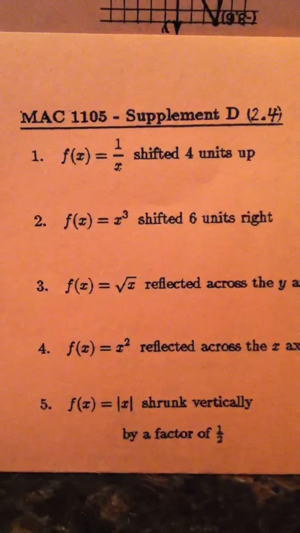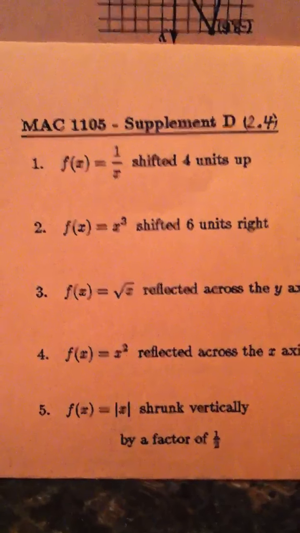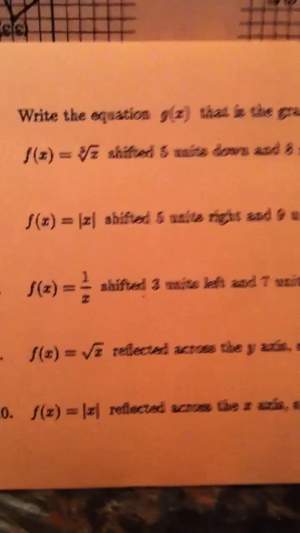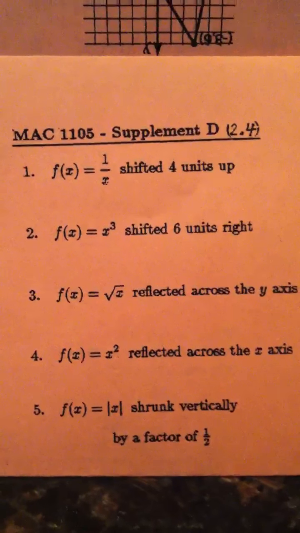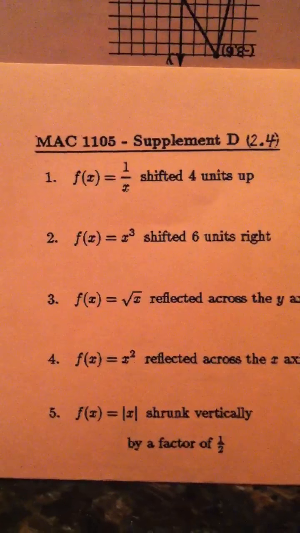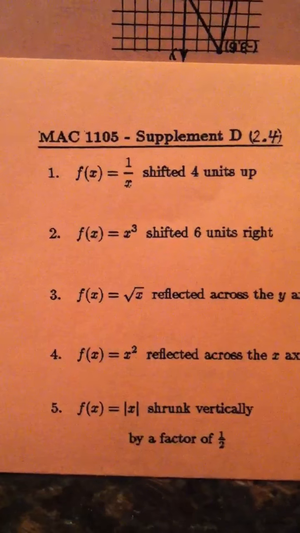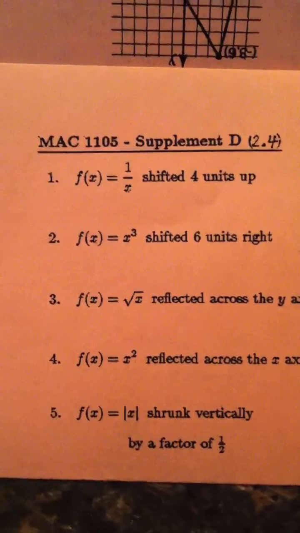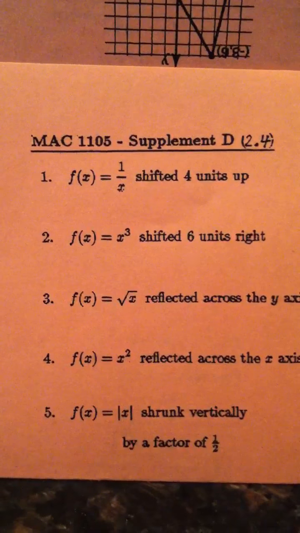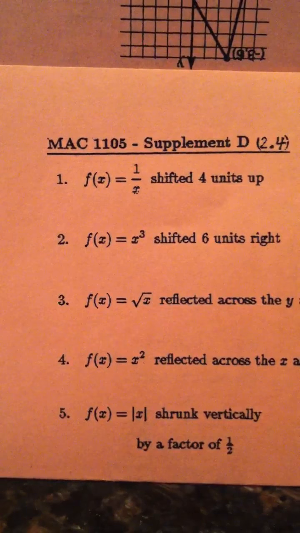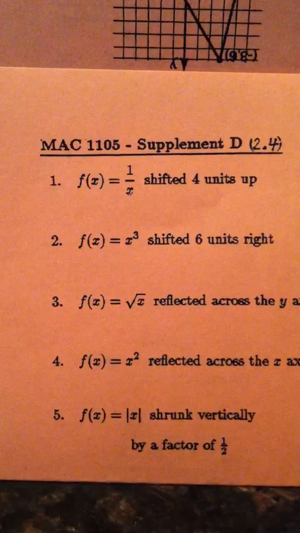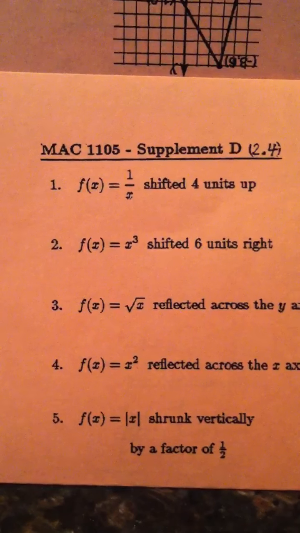Okay, ladies and gentlemen, the first part of Supplement D gives us 10 basically descriptions of what we want to have happen to a function. So on the first function, we're being told that f of x is 1 over x and we're shifting it up 4 units. If you're shifting a graph up 4 units, that does not affect the x value, that affects the y value. So all we're really doing is we're adding 4 to 1 over x.